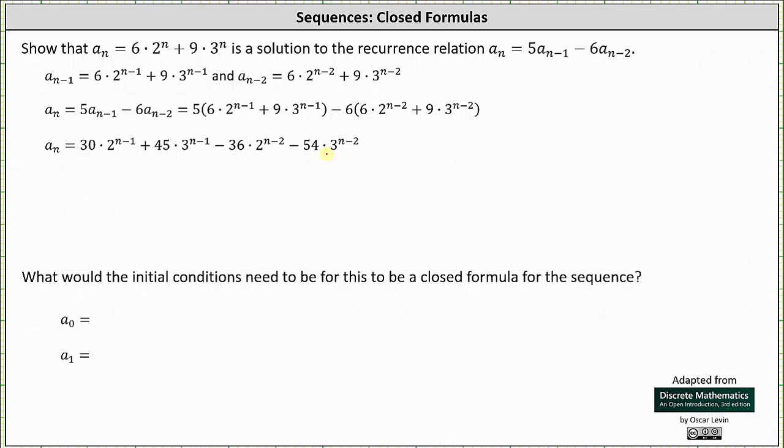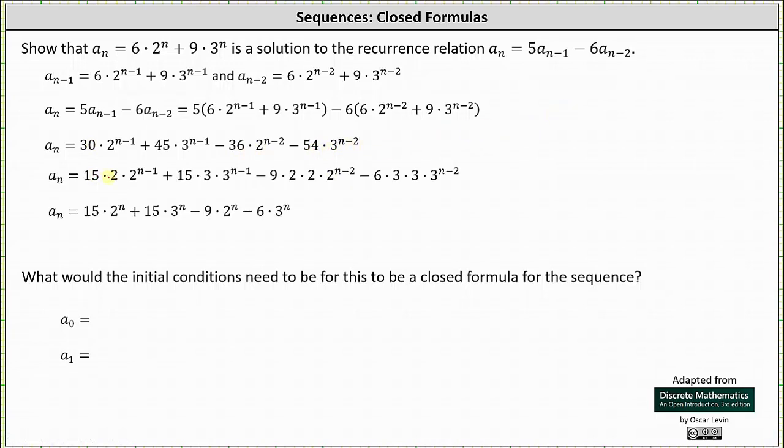Remember, our goal here is to show that a sub n is equal to 6 times 2 to the power of n plus 9 times 3 to the power of n. So we need to work on making the exponents on the bases of 2 and 3 equal to n, not n minus 1 or n minus 2. And we can do this pretty easily because 30 has a factor of 2, 45 has a factor of 3, 36 has 2 factors of 2, and 54 has 2 factors of 3. So for the next step, we write 30 as 15 times 2, 45 as 15 times 3, 36 as 9 times 2 times 2, and 54 as 6 times 3 times 3.